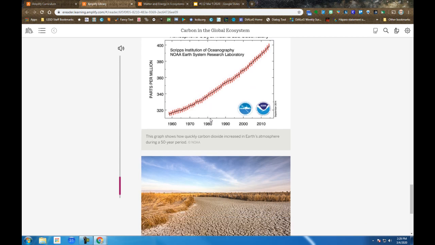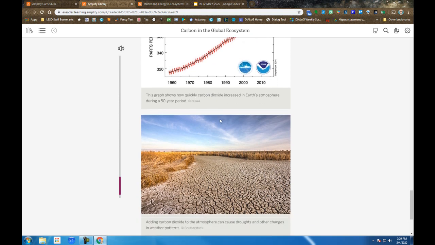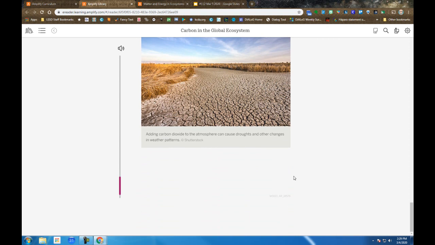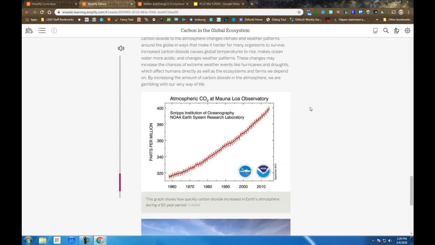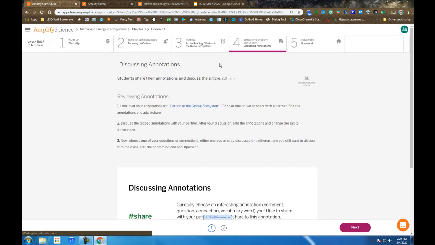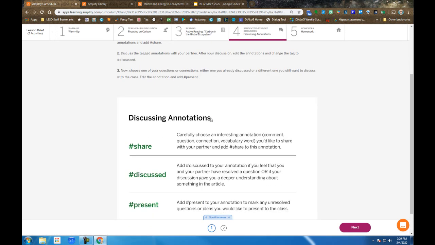And you hear about it in the news all the time about how we're setting new temperature records, and we're getting things like, as you see in the image here, droughts. That kind of shows how the carbon cycle is affecting our planet and us in particular. So once you've completed that, you're going to discuss with your classmates, using your annotations, what you discovered in the carbon in the global ecosystem.